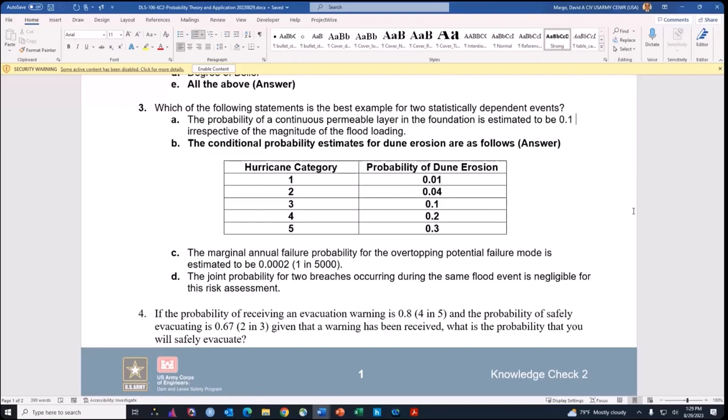Second one is conditional. Often with dependent events, you'll see conditional probabilities, so that's a key giveaway there. Conditional probability estimates for dune erosion are as follows. In that table, it's the probability of dune erosion, and it depends on how big the hurricane was, right? What the hurricane category was. So that would be the best example of events that are dependent. The chance of the dune eroding depends on what kind of hurricane we get.